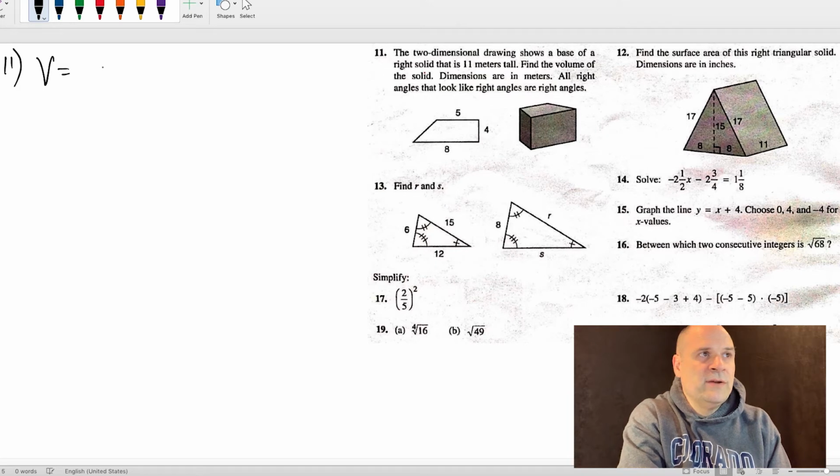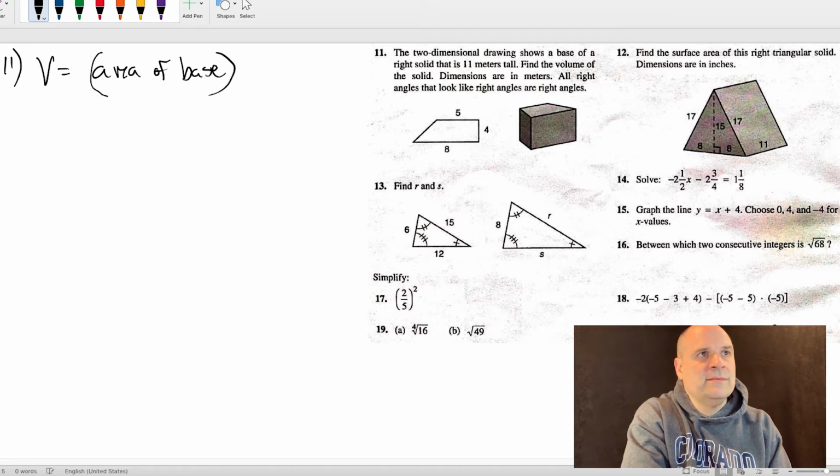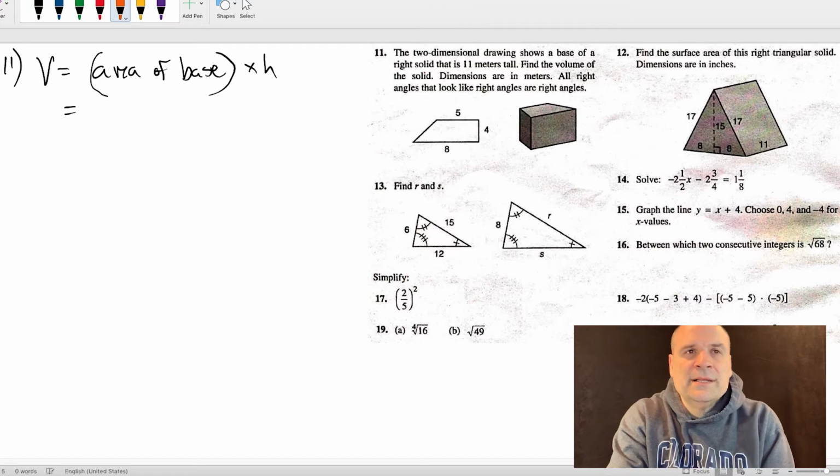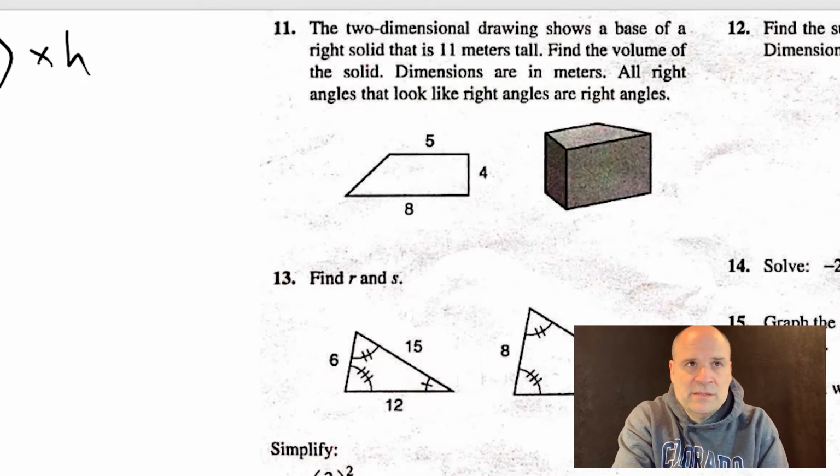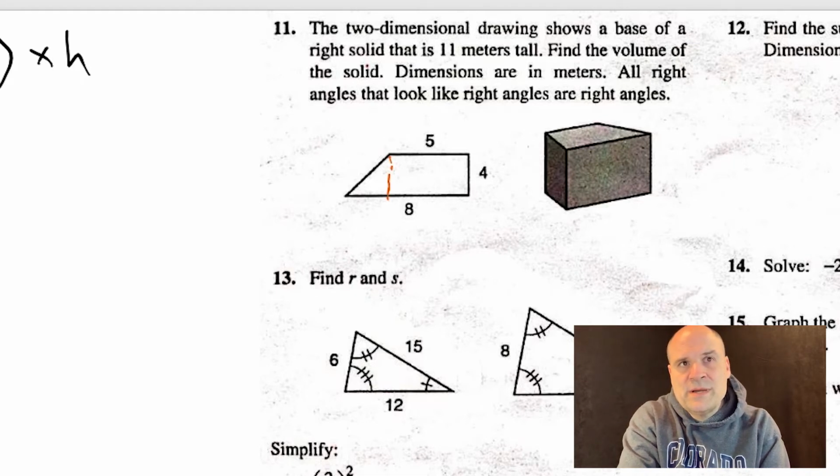We're gonna find the area of the base, just like we did with the cylinder. And we're gonna multiply it times the height. Well, how do you find the area of the base? Well, this might take some work, but let's just separate this base into 2 shapes here, a triangle and a rectangle. Well, the dimensions of this rectangle are 5 by 4, so that's 20.